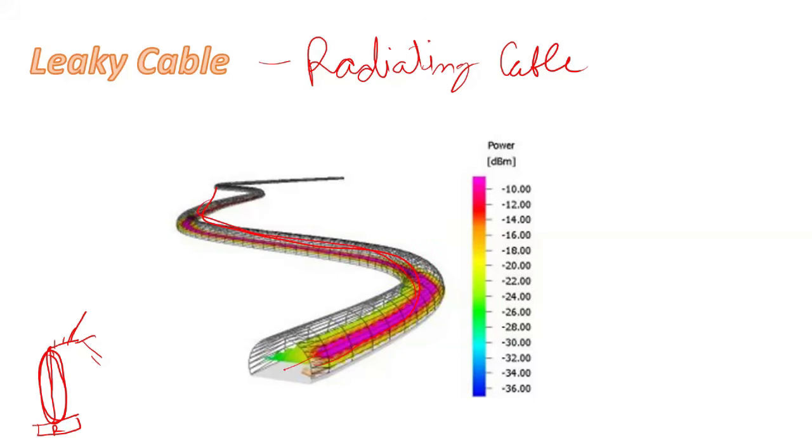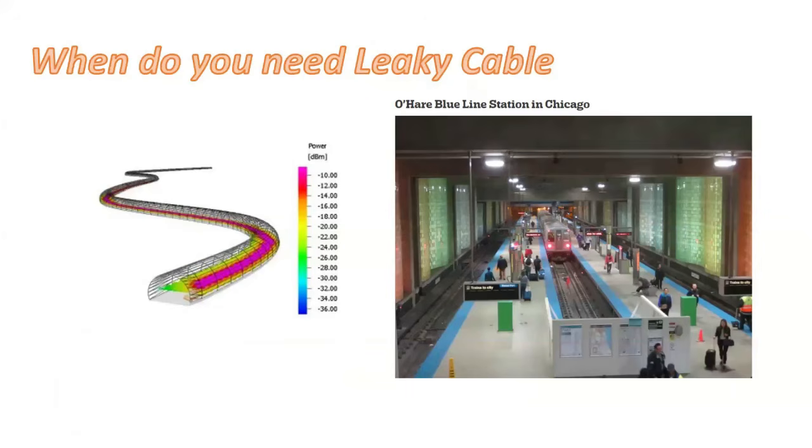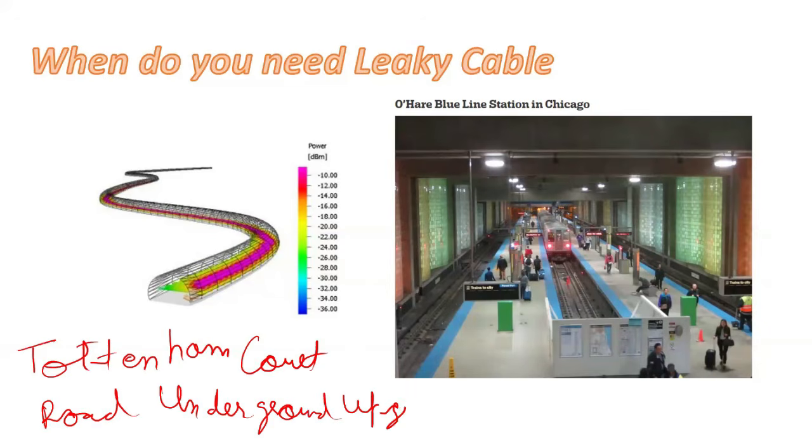So a leaky feeder behaves like a very long antenna for radios because it allows the signal to reach where it may not be possible without these leaky cables, right? In circumstances like tunnel works, where it is impractical to install a network of traditional RF antennas, we can use these leaky cables. When I was working in London, I was working on one station called Tottenham Court Road Underground. I was working on this project. It is in London.